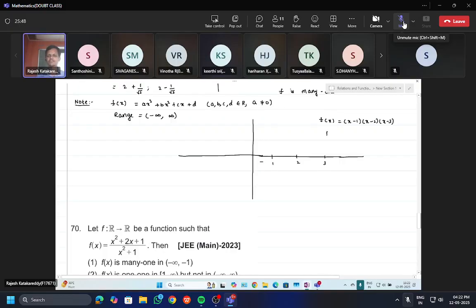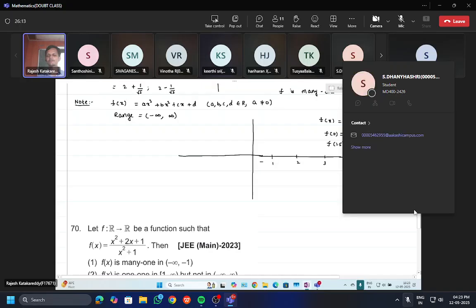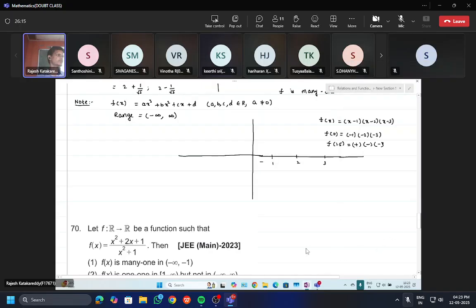How much is f of 0 here? F of 0 is minus 1 into minus 2 into minus 3, negative. So I wrote the negative symbol here, right? Next we are taking any value in between 1 and 2, like 1.5. If you take 1.5, 1.5 minus 1 is positive, right? 1.5 minus 2 is negative. 1.5 minus 3 is again negative. So the resultant will be positive here.